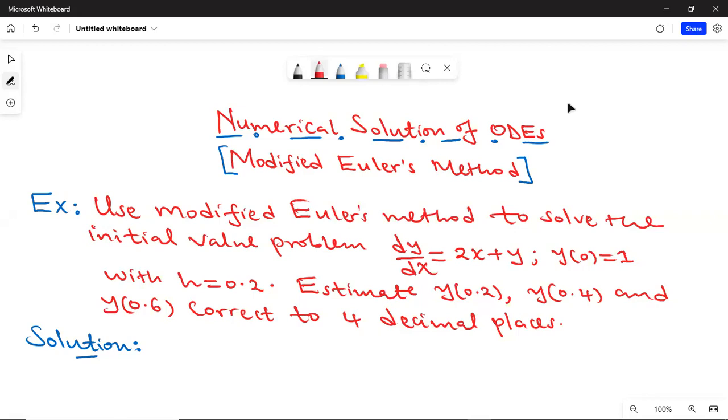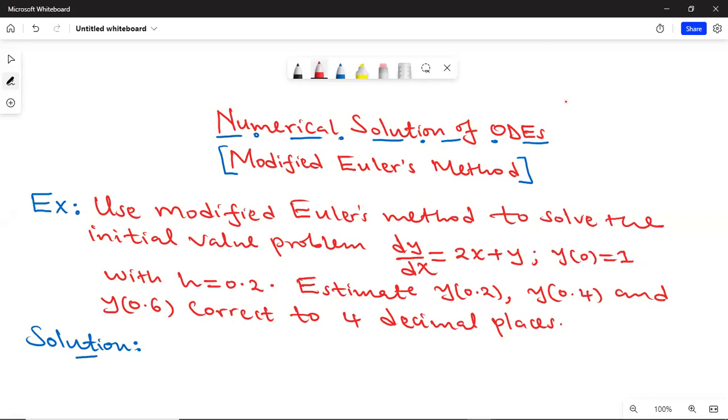Today we are going to look at numerical solution of ordinary differential equations, and in particular we are going to look at modified Euler's method. Another name is Runge-Kutta second order method or Heun's formula.